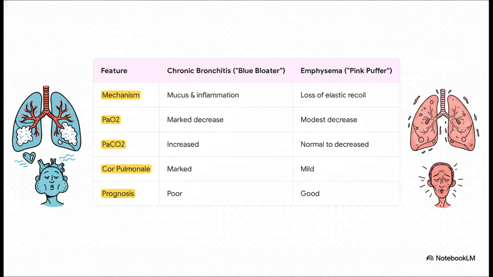Then you have the pink puffer, the patient with emphysema. Their problem is different. It's the physical destruction of their alveoli, so they lose elastic recoil. They manage to keep their gas exchange going by breathing really fast at high lung volumes, often through pursed lips. This keeps their PaCO2 normal, but at a terrible cost of being constantly, exhaustingly breathless. Knowing which type your patient is closer to really helps you predict what their specific risks are going to be.